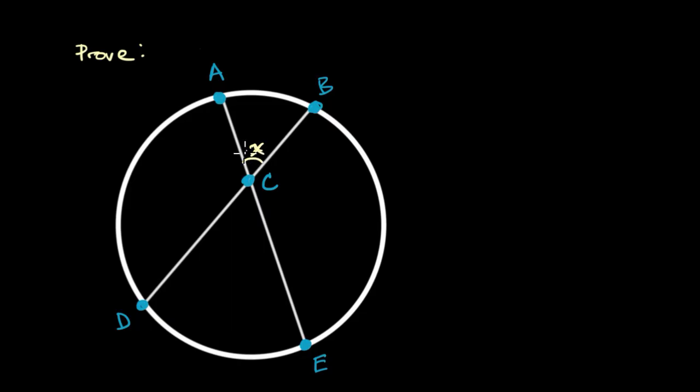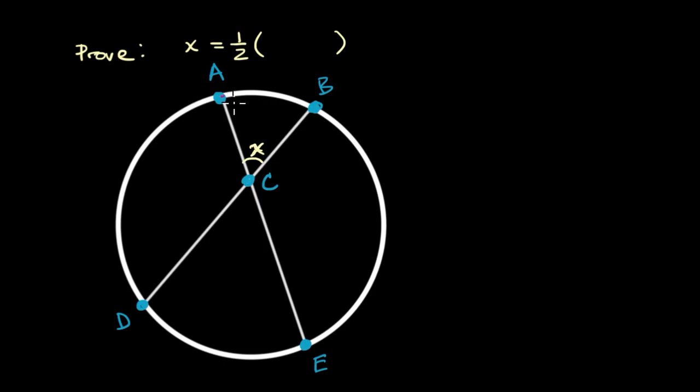What we want to do is prove that x, the measure of that angle, is equal to half the sum of the measures of the intercepted arcs. So what do I mean? Half the sum of the measures of the intercepted arcs.